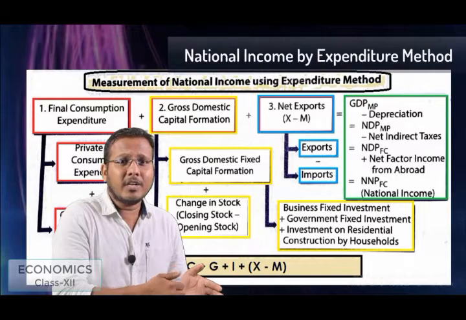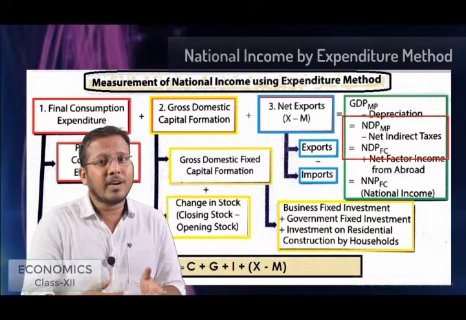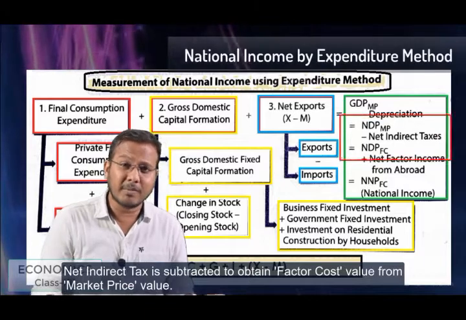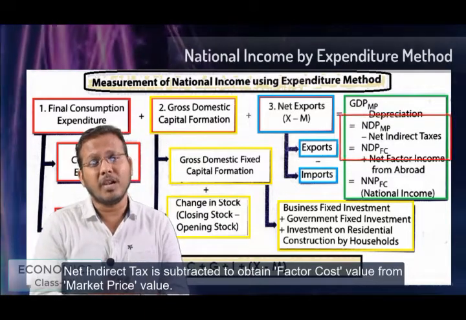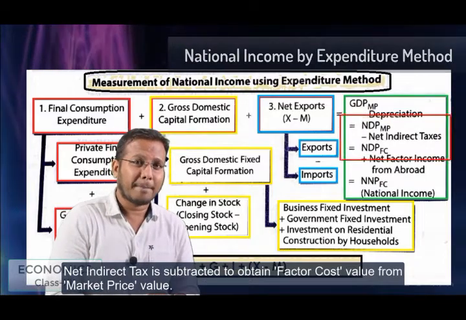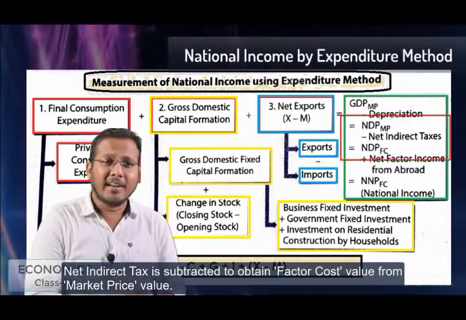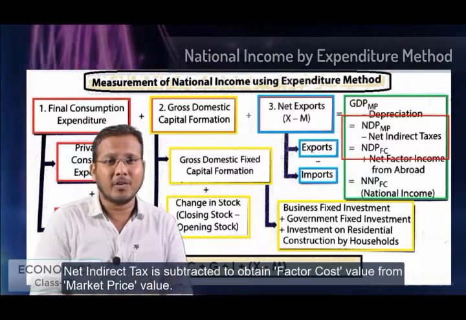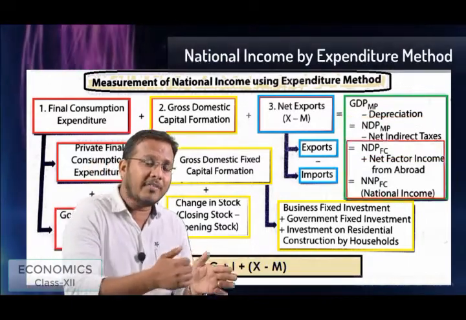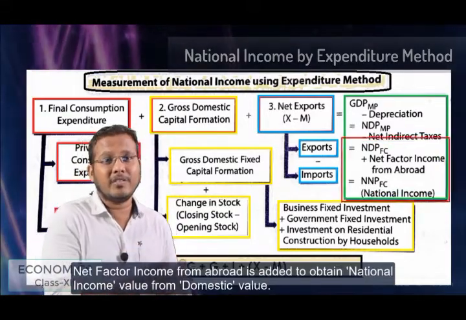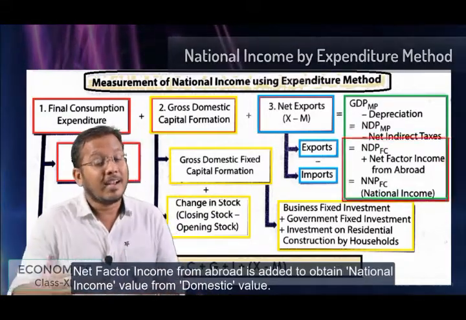Here we need to convert the value of market price into factor cost. How can we convert? We can very easily convert market price into factor cost by subtracting the value of net indirect taxes, that is indirect tax minus subsidy. So by subtracting net indirect taxes, we get the value of NDP at factor cost, and at last the value of NDP at factor cost needs to be converted into NNP, that is the domestic income needs to be converted into the national income.